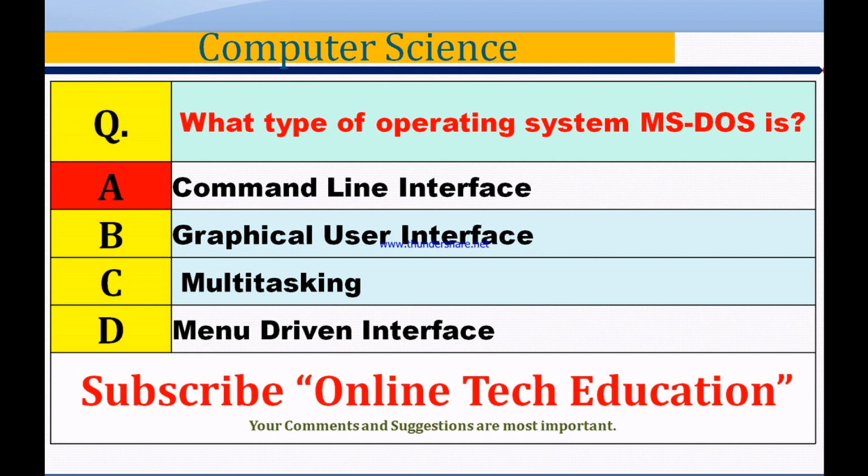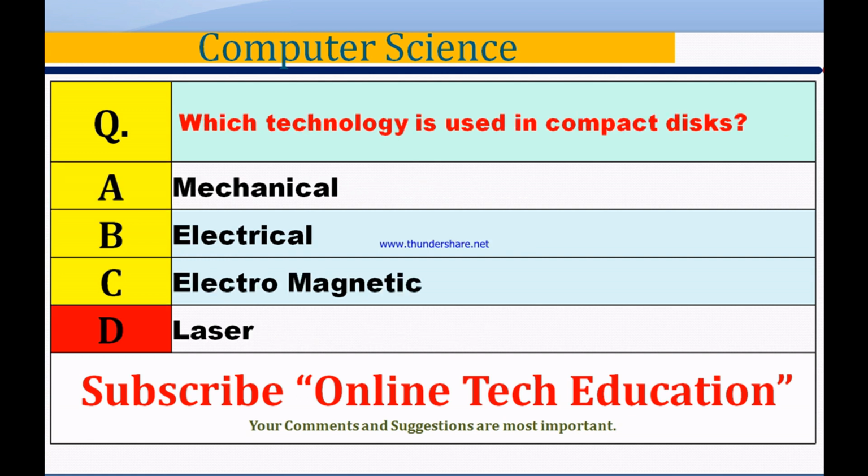What type of operating system is MS-DOS? Command line interface, graphical user interface, multitasking, menu driven interface. A option, command line interface. MS-DOS is a command line interface type.